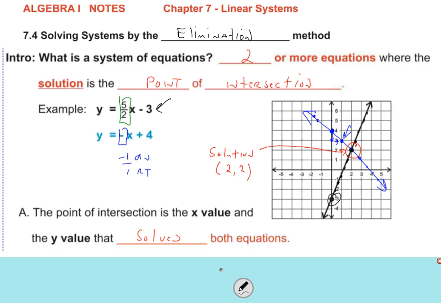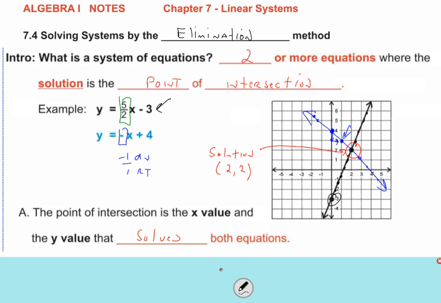I just want to quickly review and again, what are we talking about when we're talking about solving a system? Two or more equations where the solution is the point of intersection. Here was our opening example of solving by graphing. We graphed the two lines. We found the point of intersection to be the point 2, 2, and therefore the x value is 2 and the y value is 2 for this system of equations, and we solved by graphing.